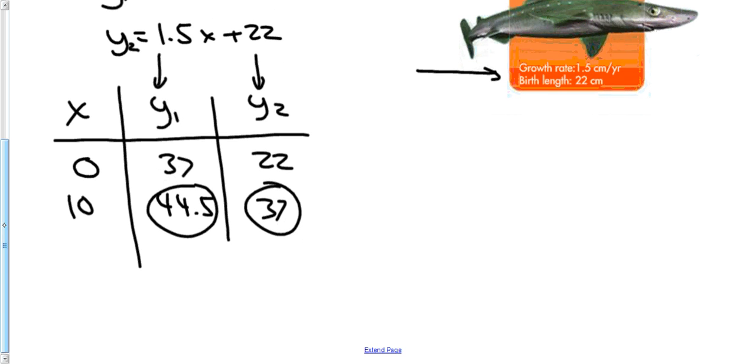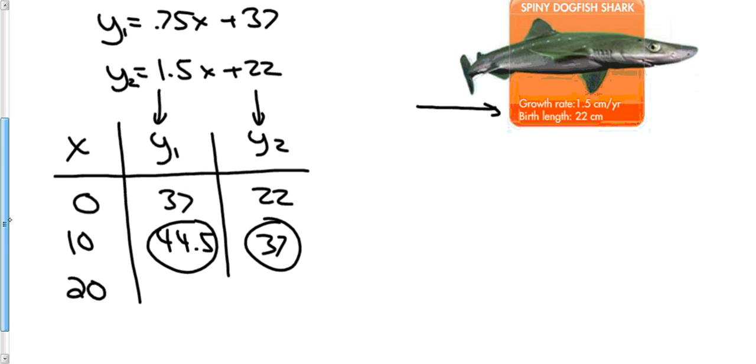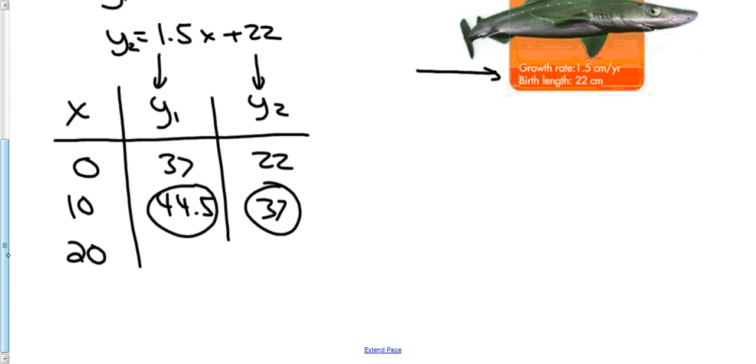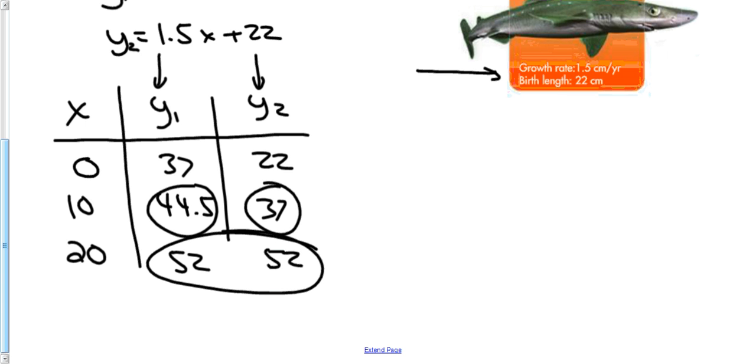So let's try another number. Let's try 20. Plugging in 20, multiply it by 0.75, add 37, I get 52. Plugging it into the dogfish equation gives me 52. And that's what I'm looking for. I'm looking for the place where these two sharks are the same length, and that is the solution to the system. So my input would be 20, my output would be 52.